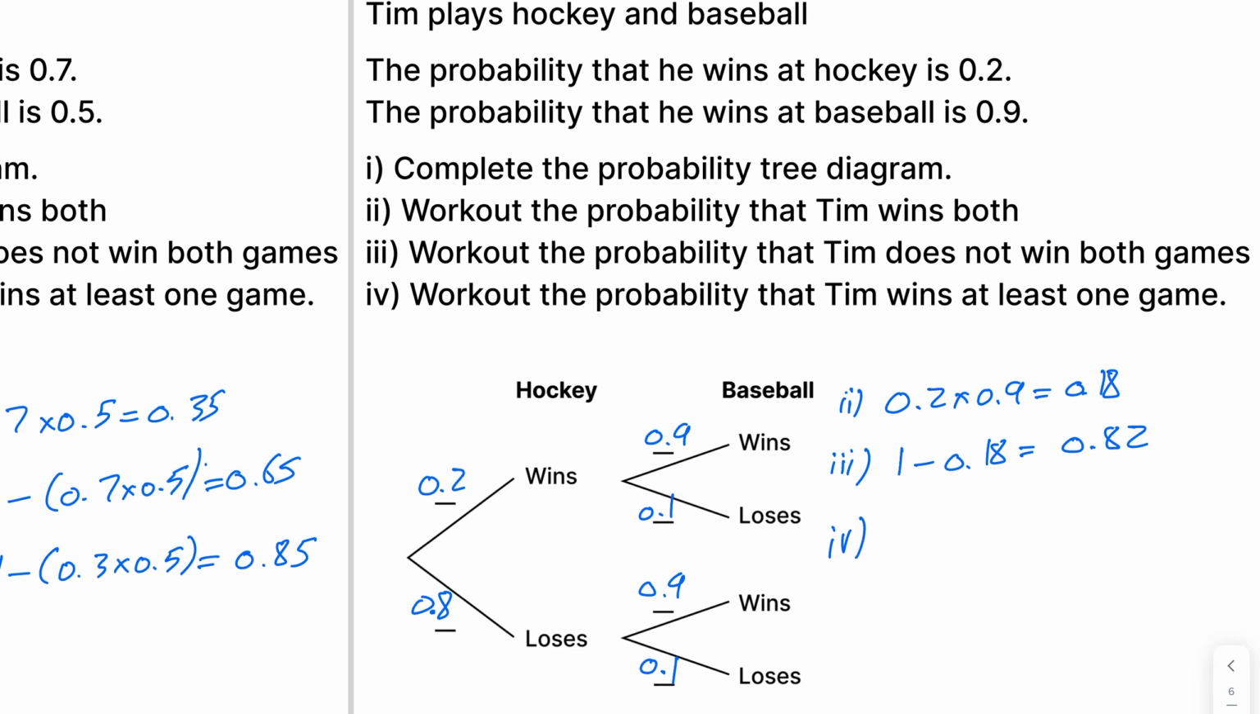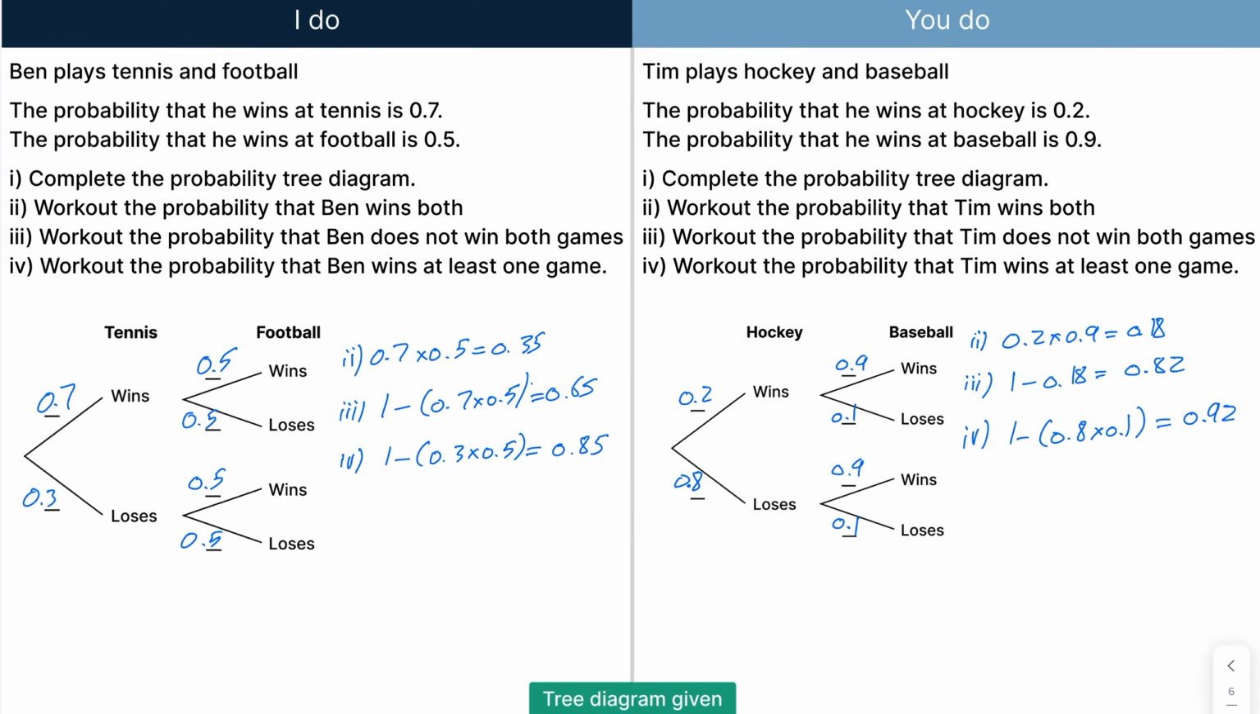And finally, wins at least one game. Remember the key words, at least one. One means he can win both. He can win one and lose one, or lose one and win one. So the only thing here that doesn't happen is the fact that he loses both. That's the only thing that can't happen. So we do 1 minus what can't happen, and that will give us our answer. That is the quicker way of doing it. So if I do 1 minus 0.8 times 0.1, that gives me an answer of 0.92.